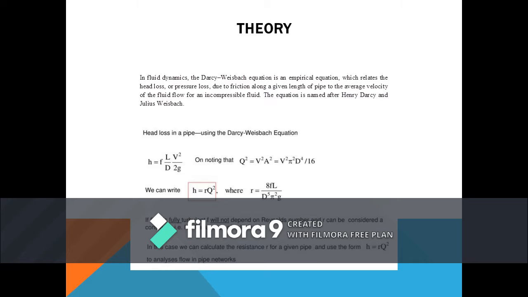The Darcy-Weisbach equation relates the head loss for a given length of pipe to the average velocity of the fluid. The formula is H equal to f L V squared over D over 2g. You can also write it as H equal to R Q squared, where Q is the flow rate and R is equal to 8 f L over D to the power 5 pi squared g.